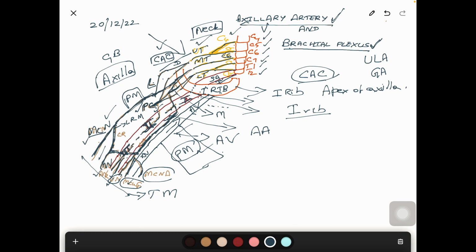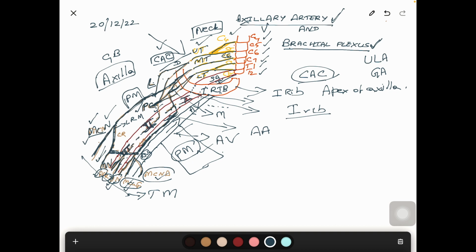So third part relation, anterior relation is medial root crossing and joining the lateral root. That is the anterior relation. Lateral relation is musculocutaneous nerve and median nerve. Medial relation is axillary vein. In between vein and artery, two nerves, ulnar nerve and medial cutaneous nerve of forearm. Medial to the vein, medial cutaneous nerve of arm. This is medial cutaneous nerve of forearm. Posterior to the third part of axillary artery, axillary nerve and radial nerve.